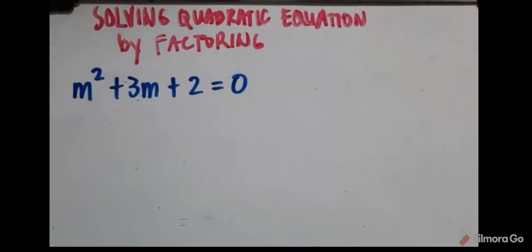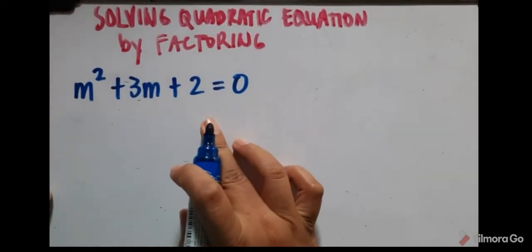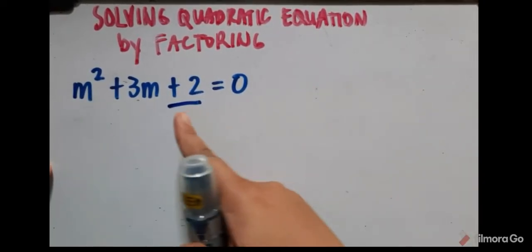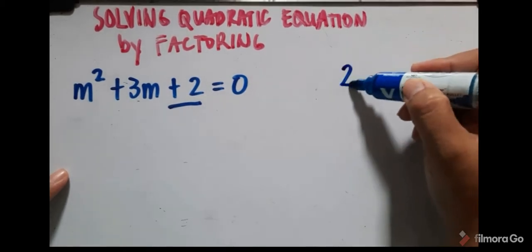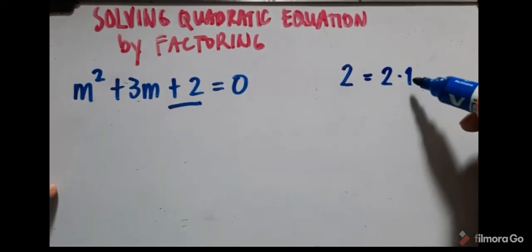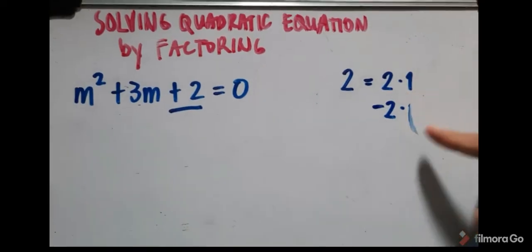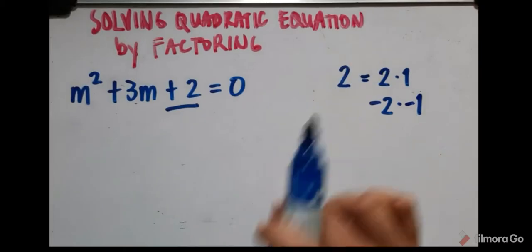Okay, this time for our next given, we have m squared plus 3m plus 2 is equal to 0. To solve for this, we need to remember that for a given trinomial to be factored, we need to list the factors of the last term, or the third term. What are the factors of 2? That would be 2 times 1 or 1 times 2, and negative 2 times negative 1 is also positive 2.